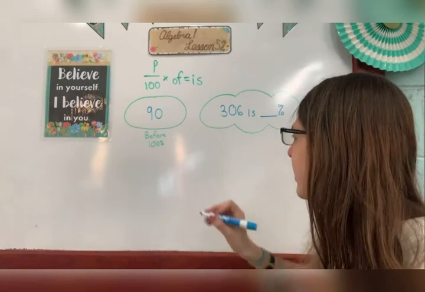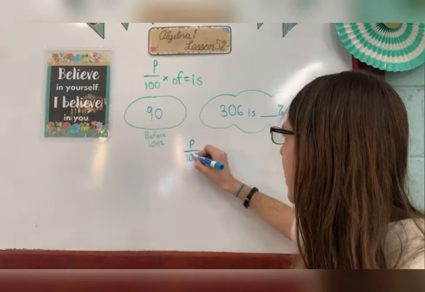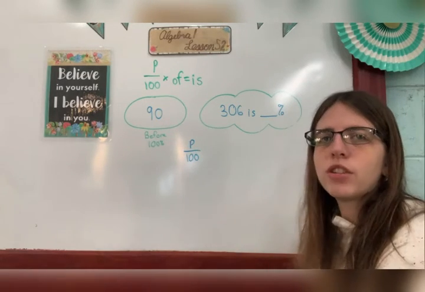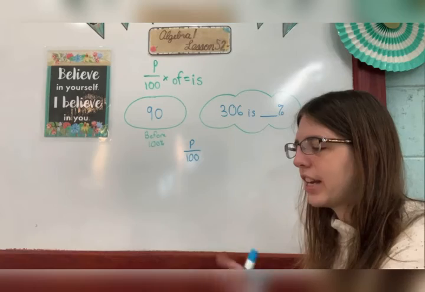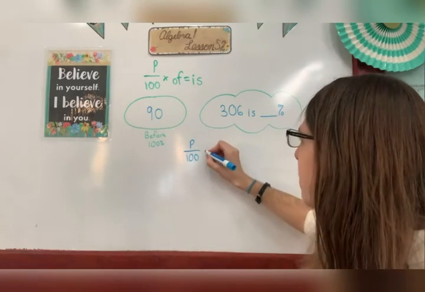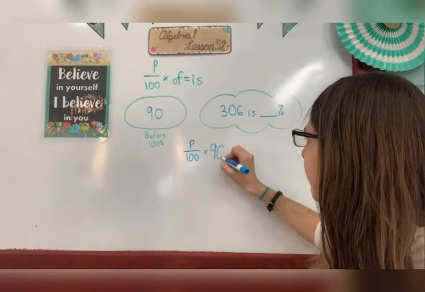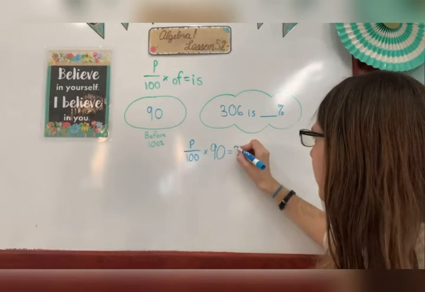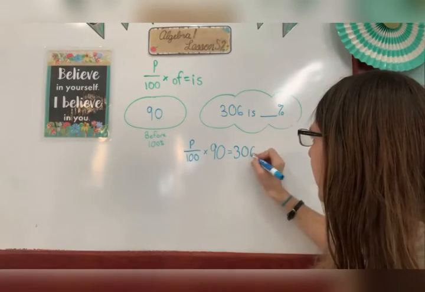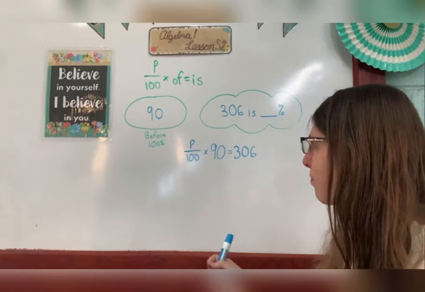So I'm going to plug this in. I know that I have P over 100. Here I do need that over 100, so I get the right percent. There we go. So P over 100 times 90 equals 306. Okay, so the first thing I'm going to do to work this problem is I'm going to look at it like this.